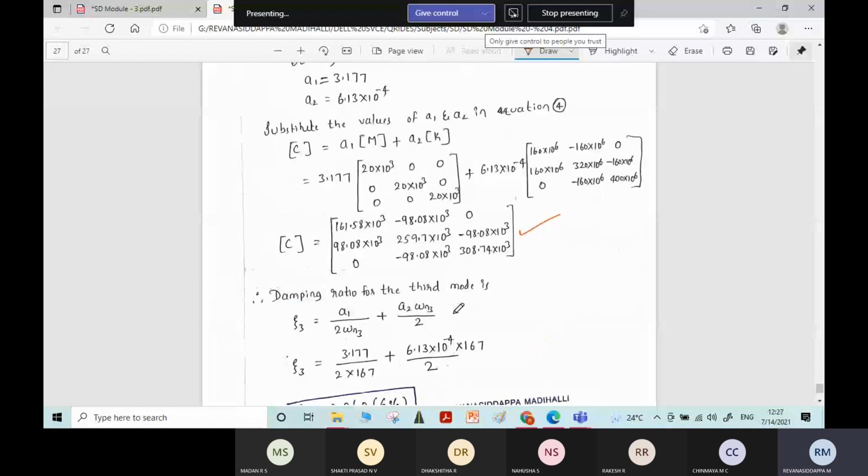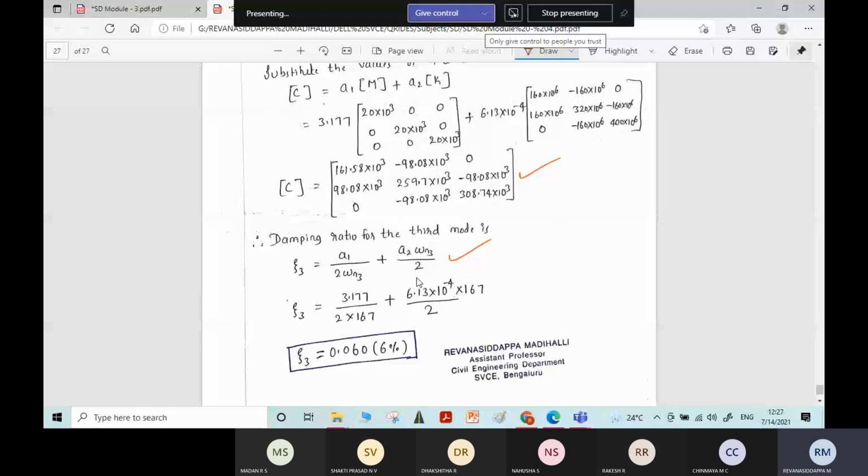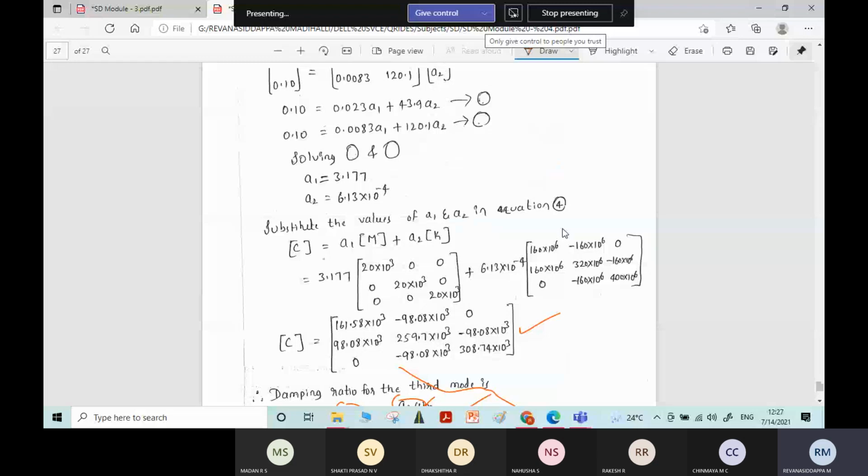In the question, it is also asked to find the damping ratio for the third mode. To find it, the formula is there, and you need to remember this formula as well. That is zeta 3 is equal to A1 by 2 omega n3 plus A2 into omega n3 divided by 2. All parameters are constants. A1 and A2 are known, and natural frequencies are known. Just substitute and you will get the damping ratio for the third mode. So this completes module 4.